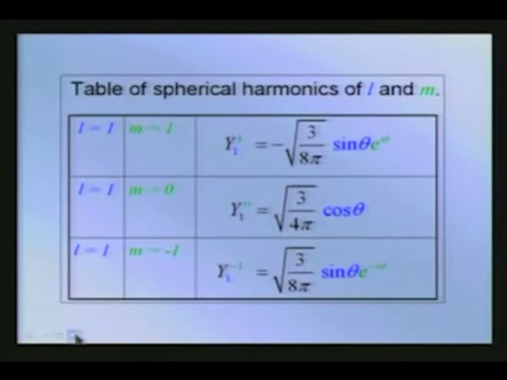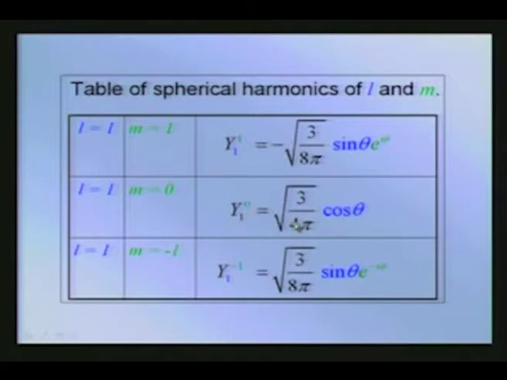For L equal to 1, there are 3 solutions, m equal to 1, 0 and minus 1. And you notice that for L equal to 1, the corresponding values of y are indicated by Y 1,1, Y 1,0, Y 1,minus 1. And the solution involved, there is a minus sign here, square root of 3 by 8 pi, sine theta e to the i phi. You see that this is a function of theta and phi.